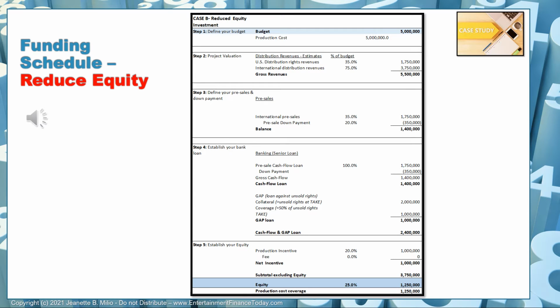Now, what would happen if we took the same movie that is $5 million, and it would also generate the same revenues from distribution rights, which is $5.5 million, which is what we're projecting right now, again, as we put this movie together from scratch. But this time, we're using the finance sources we have learned about, which is a bank loan for pre-sales and for unsold rights. And we're looking at a production incentive because we're shooting in a region where we're going to get an incentive. And then we're going to finance the rest with equity.